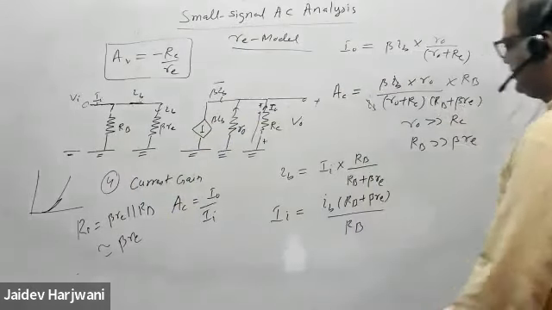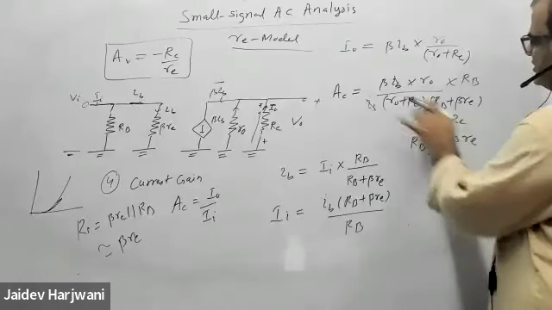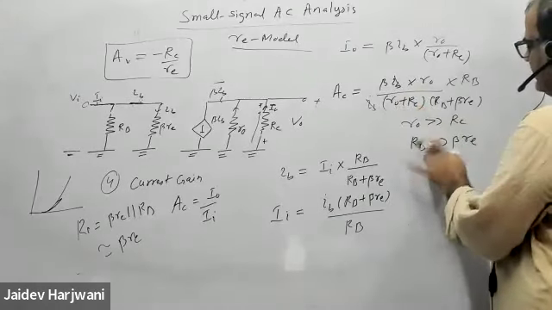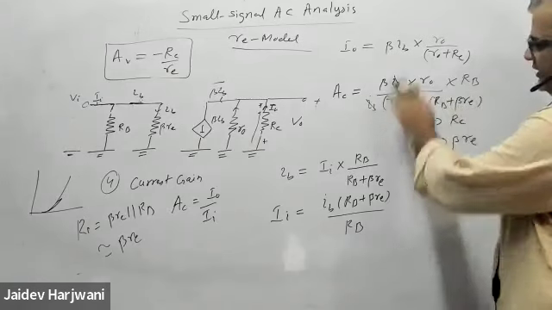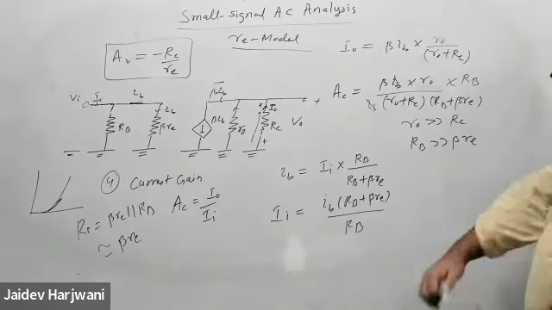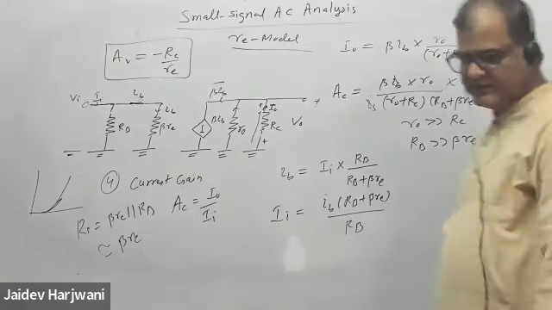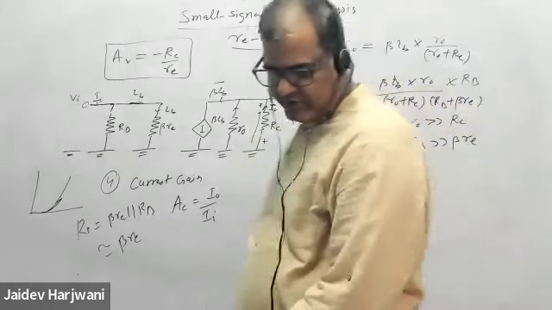Similarly here, this is the formula, put the values. Now neglect RC compared to R naught, neglect beta RE compared to RB, and tell me what is coming. What is the value of the answer? What is the current gain in common emitter configuration?